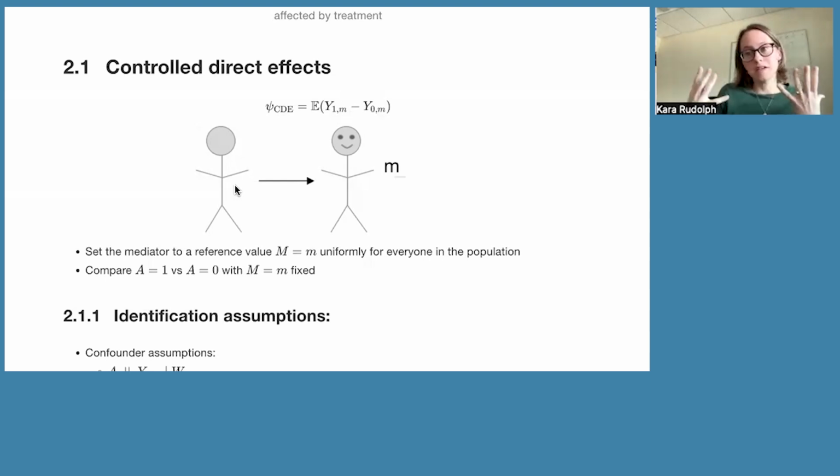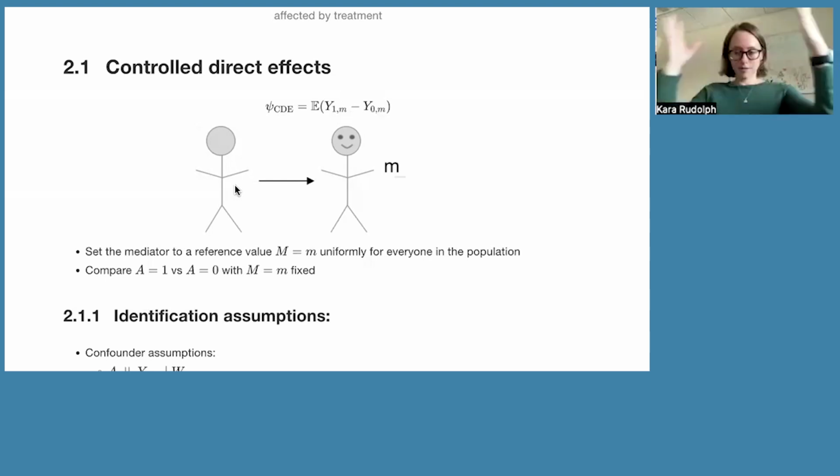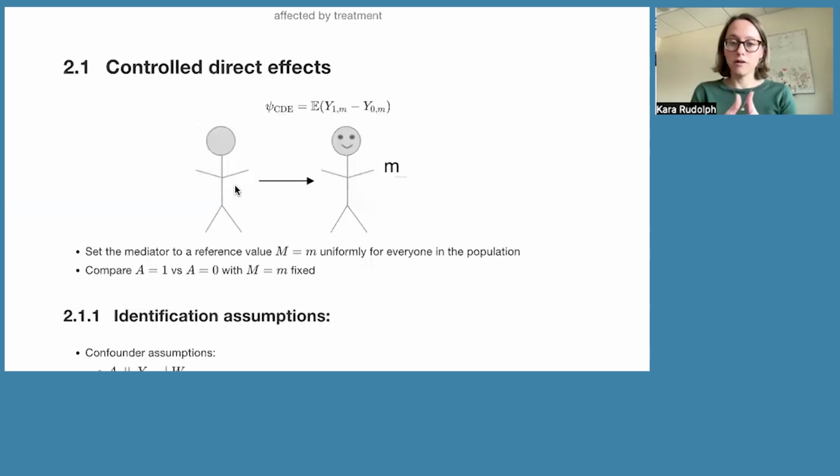And so you could think about, okay, every person in this population is having their mediator value or values set to one particular value, little m. So again, we see that here, and it is set uniformly for everybody in the population or in the sample that we're taking this effect over. So again, this effect is comparing treatment on versus treatment off, treatment value 1 versus treatment value 0, and under setting some constant value of the mediator.